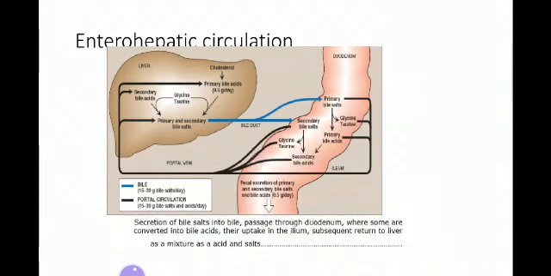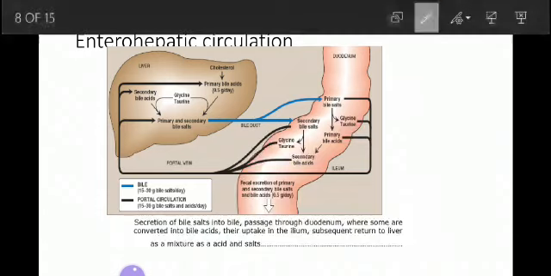What is enterohepatic circulation? Bile acids are synthesized in the liver from cholesterol. Daily, 0.5 gram per day is produced, and 0.5 gram per day is excreted out from the intestine. The total bile acid pool, about 15 to 30 grams, is circulating from the liver into the intestine.